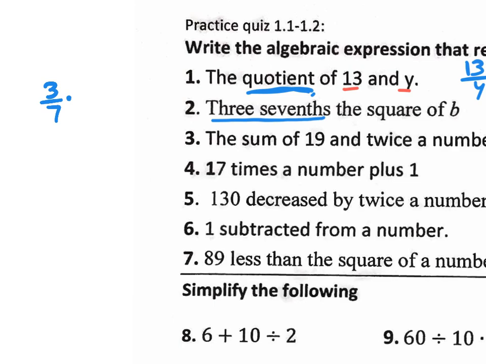Remember, square means the little exponent 2. So don't think that it actually means a box, right? Square means an exponent 2. So 3/7 of b squared. So you're going to put b squared, or the square of b. That's your answer right there, 3/7 times b squared. Or another way of writing it is to actually multiply the two fractions, and you'll get 3b squared over 7. Either one is good. Let's move on to number 3.